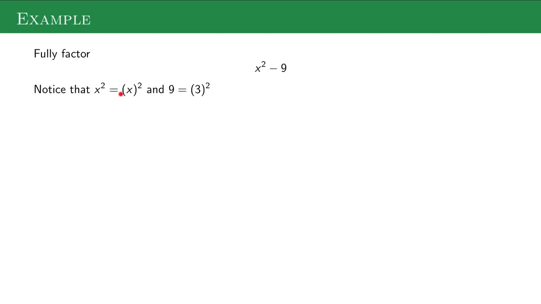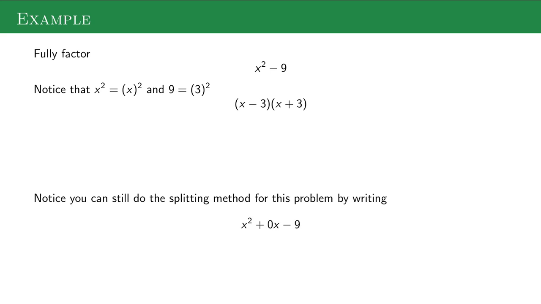Well, x squared is just x being squared. All right, so it is a perfect square. And 9 is 3 being squared. So I can put this x and this 3 in that pattern, just put them both twice, and put a minus sign in one and a plus sign in another.